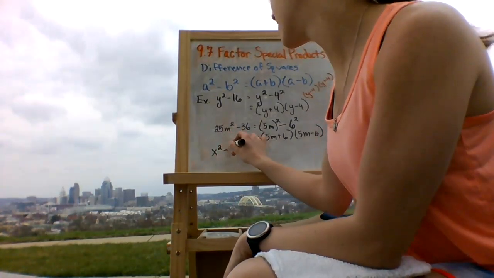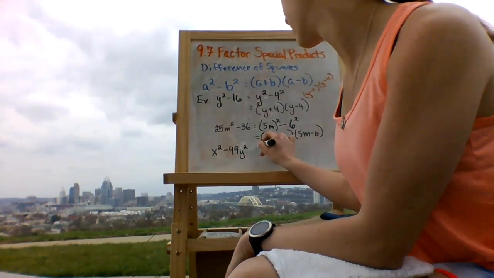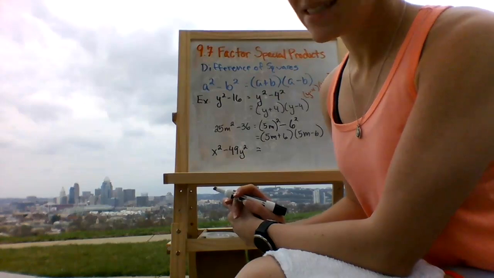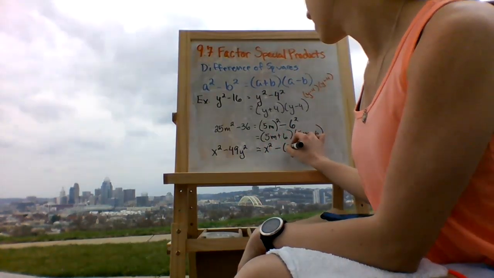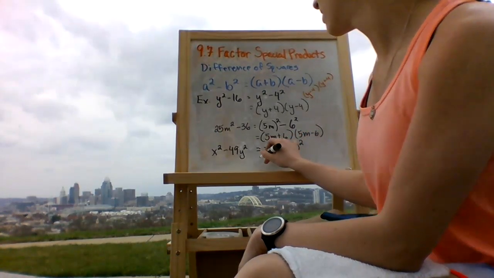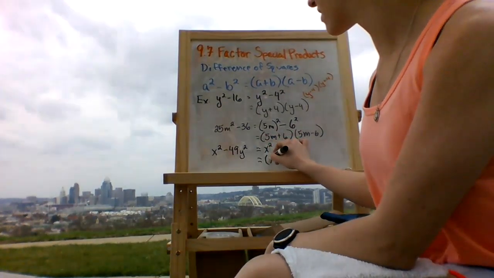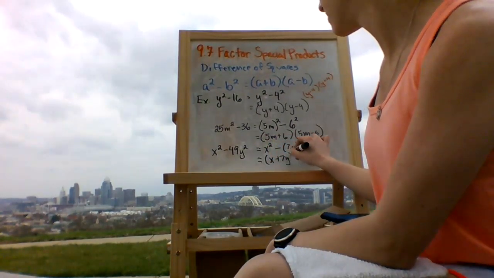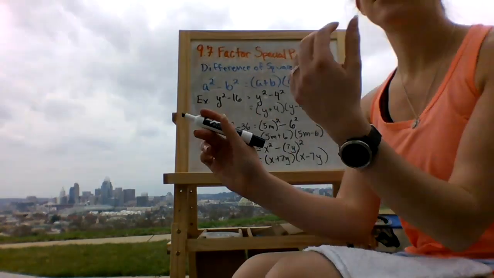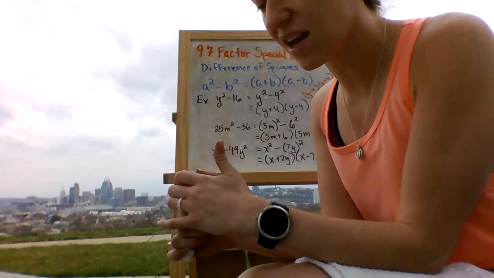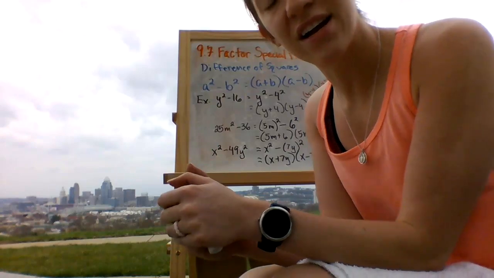One more example that I have: x squared minus 49y squared. Rewriting it as squares, x squared minus (7y) squared, and that's going to factor into x plus 7y times x minus 7y. So that's just the beginning of the section, factoring the difference of two squares. And that's just one pattern.